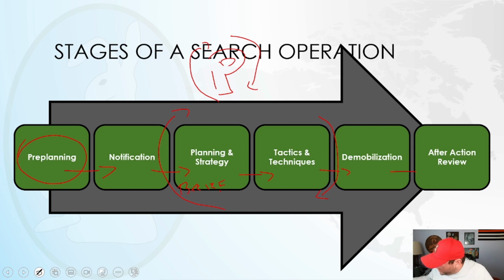And then after that, we have the after action review. The after action review is super critical as well, because we use this to determine what lessons learned we have from the search. We'll take a look at what went well. What are some things that we have opportunities to improve on? What needs to be updated? What needs to be acquired, maybe through equipment? What do we not have that we need?